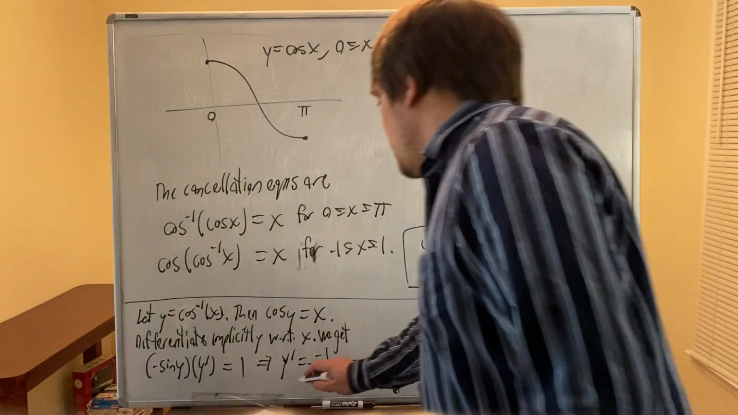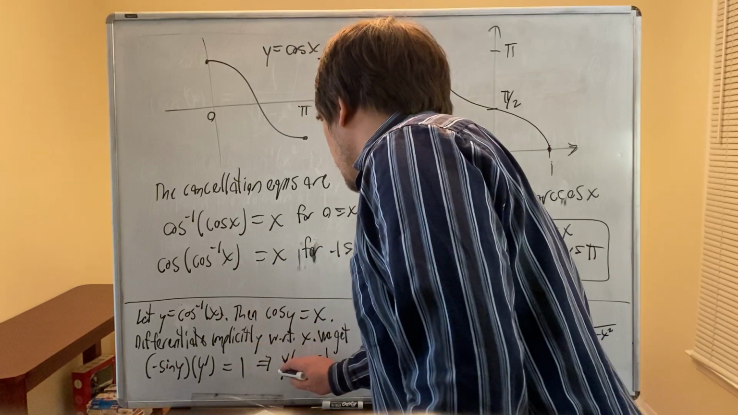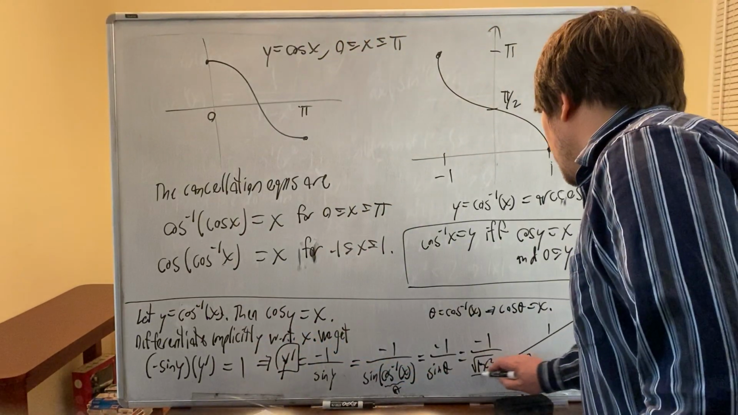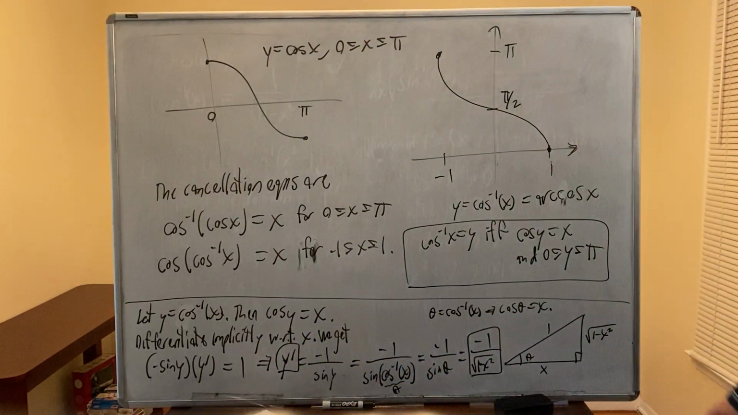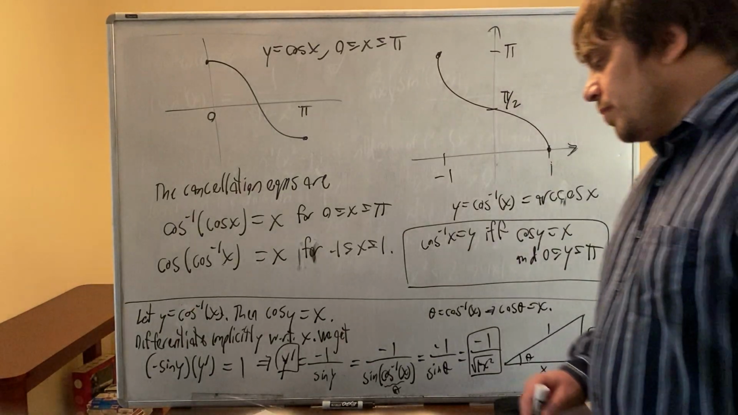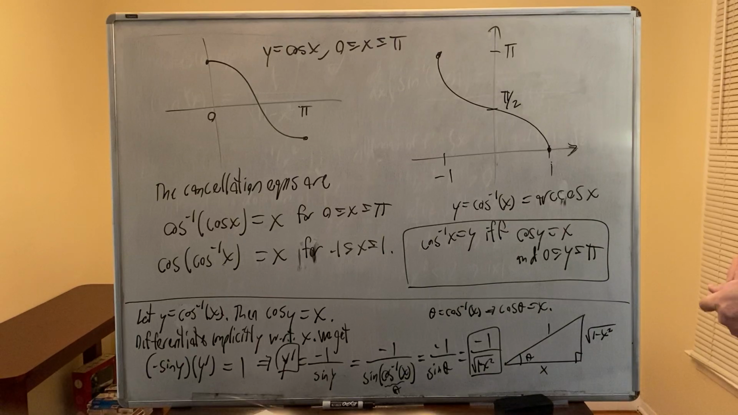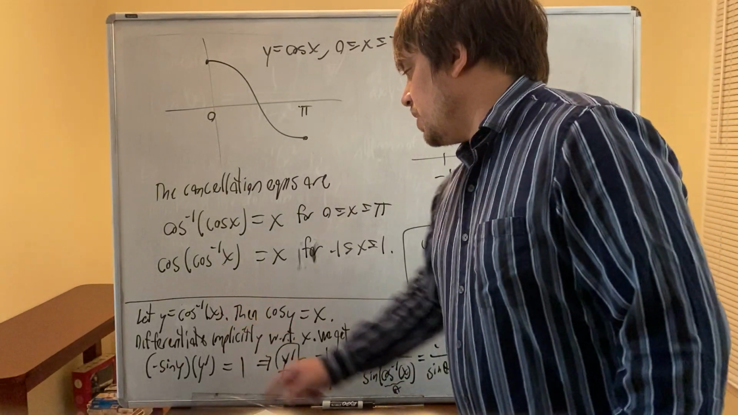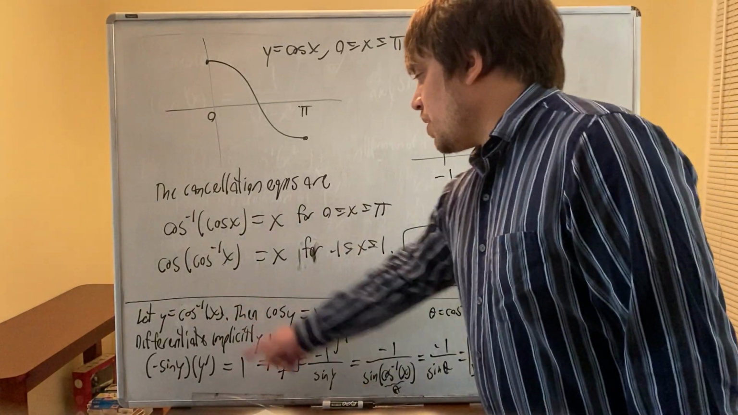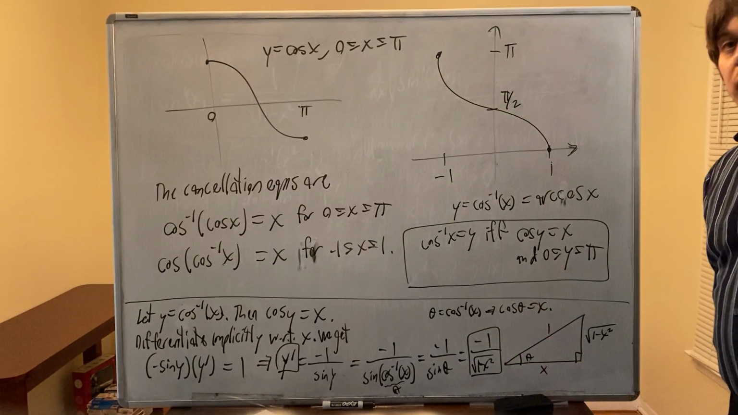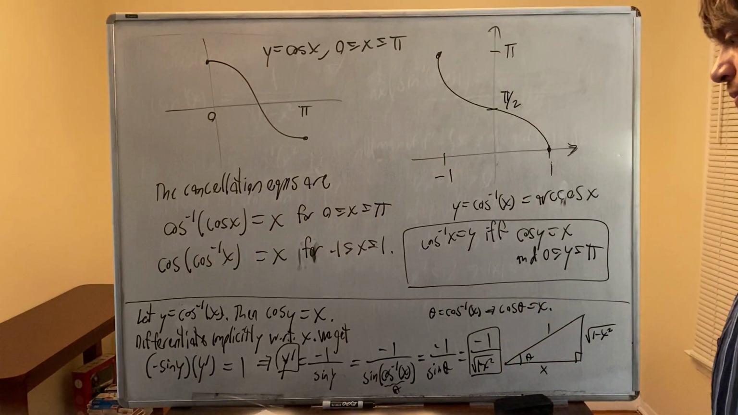And so what we showed is that if y is cosine inverse of x, y prime is equal to negative 1 over the square root of 1 minus x squared. Okay, and so now we found the derivative of cosine inverse of x. d dx of cosine inverse of x is equal to negative 1 over the square root of 1 minus x squared.